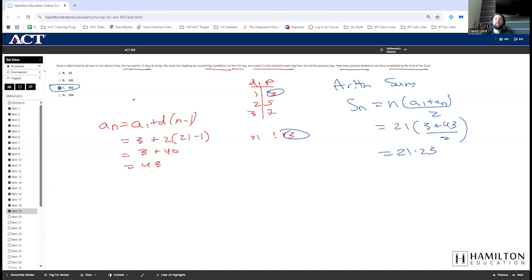So pretty quick. But again, you have to know these higher level math concepts. They keep repeating over and over again, so keep trying and keep practicing.